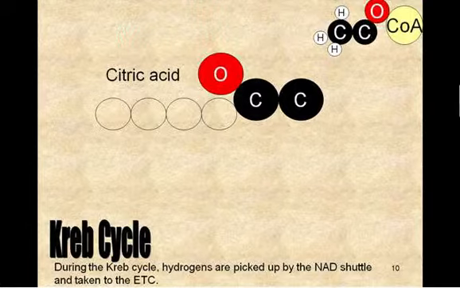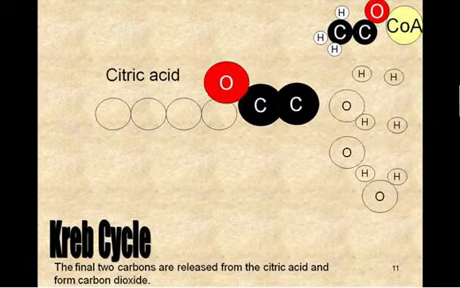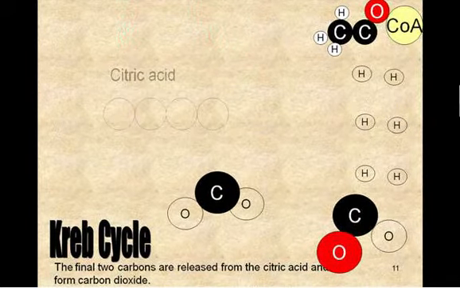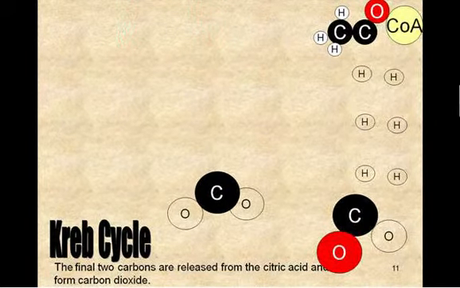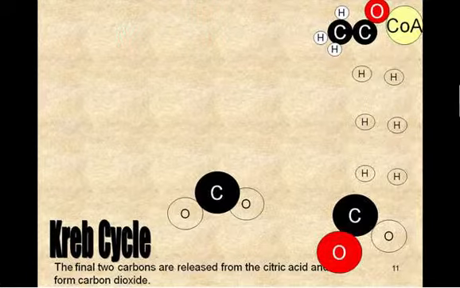The carbons that are left, the 2 black carbons, not the open circles, but the 2 original black carbons, those are going to pick up some oxygen from some water, and then they're going to be breathed off as carbon dioxide. So once those are breathed off as carbon dioxide, we've gotten rid of all of the atoms from that original molecule.